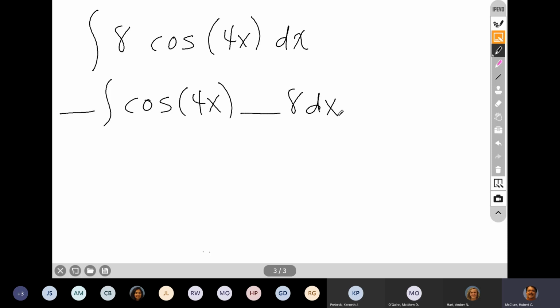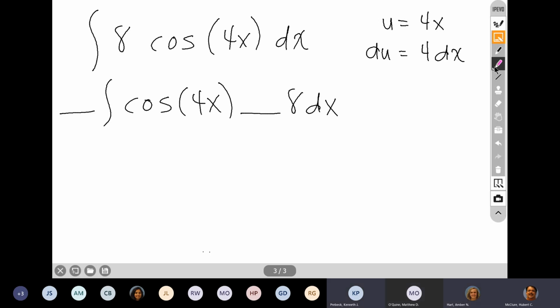u is equal to 4x. du is equal to 4 dx. What do we have? We have 4. No, we don't. You have 8, so you need it. We got too much in that one, don't we? So we're going to have to chop some of it off. So how do you make an 8 into a 4?